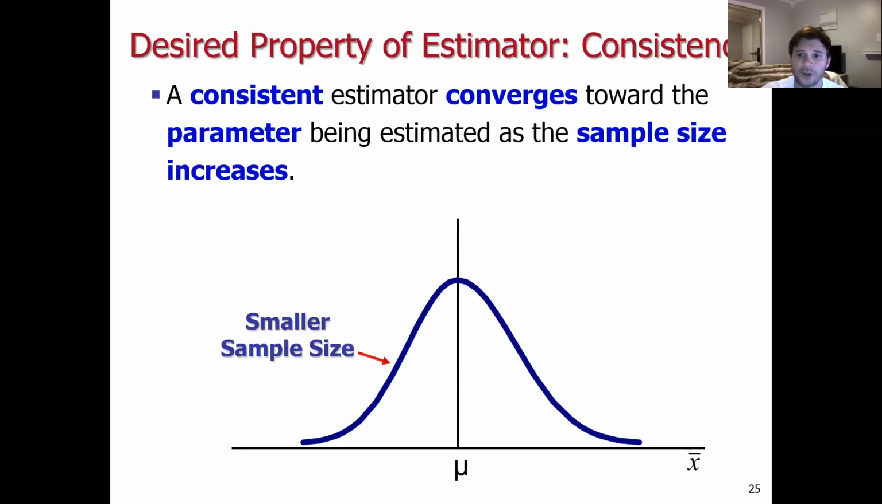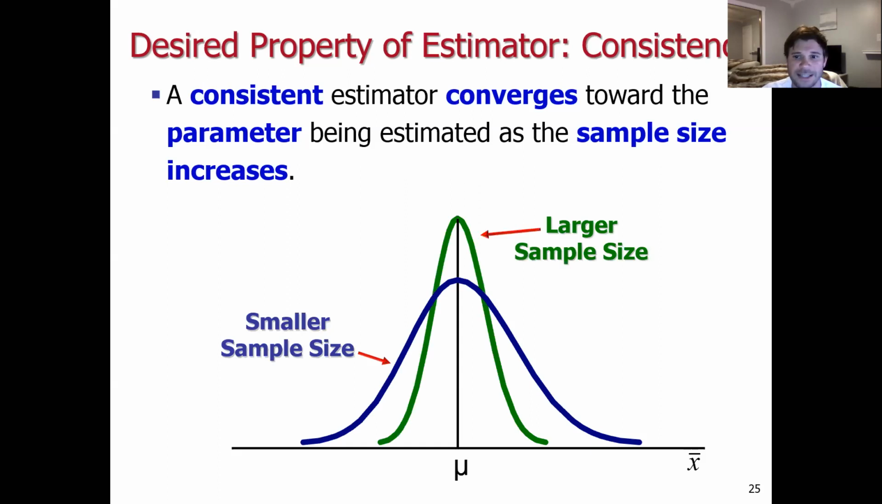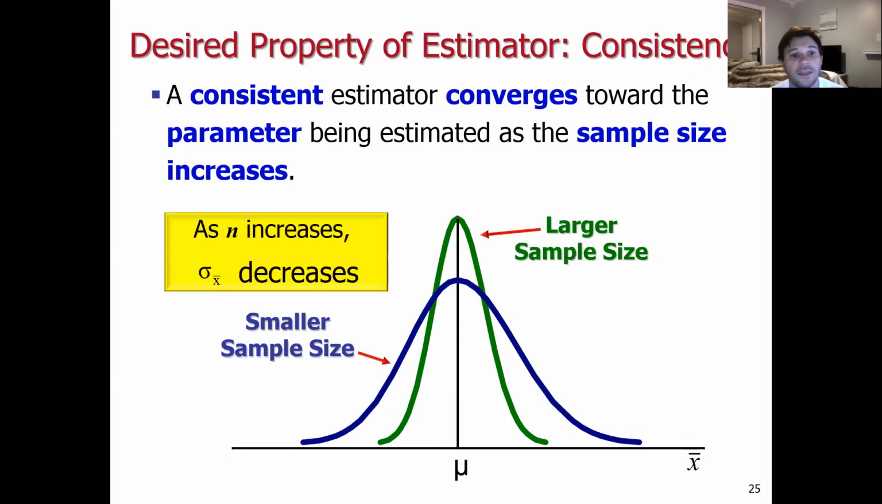So if we get a smaller sample size, we have a lot more uncertainty. But if we increase that sample size, you'll see that the sampling distribution tends to get tighter around that population parameter which we're trying to estimate. So the idea of consistency here is really that as n goes up, the standard error, the standard deviation under that sampling distribution for our estimator, gets smaller. As n goes up, the standard error gets smaller.